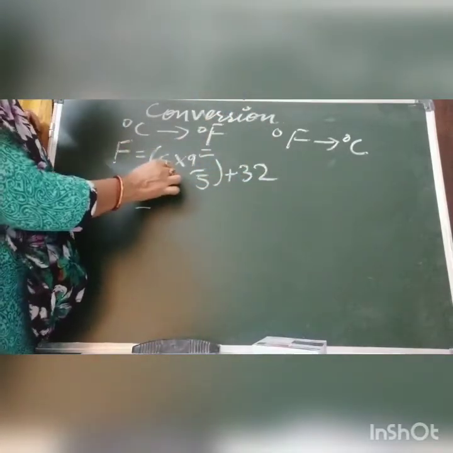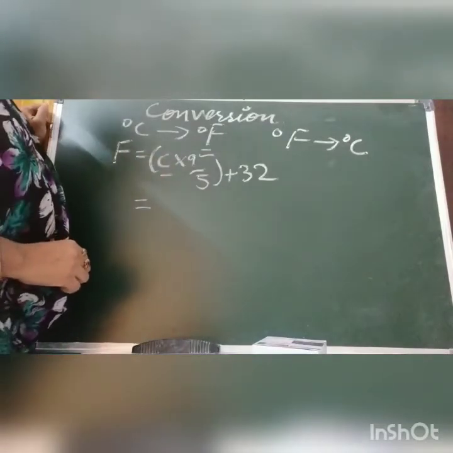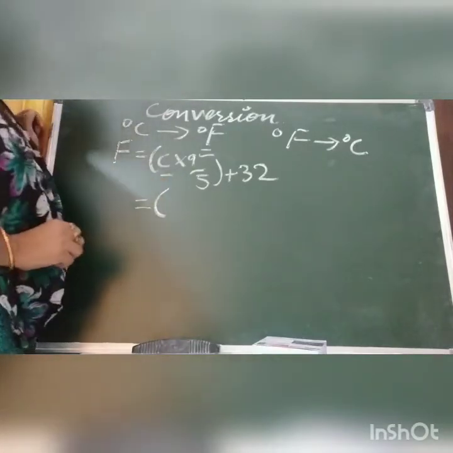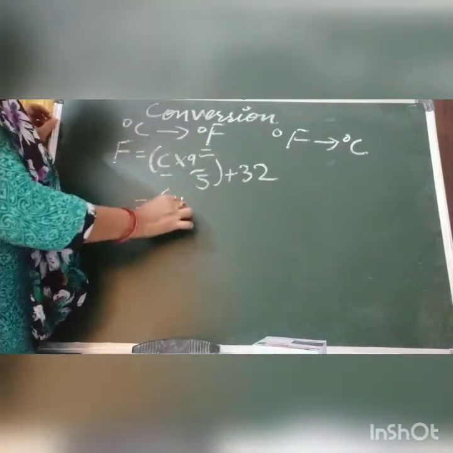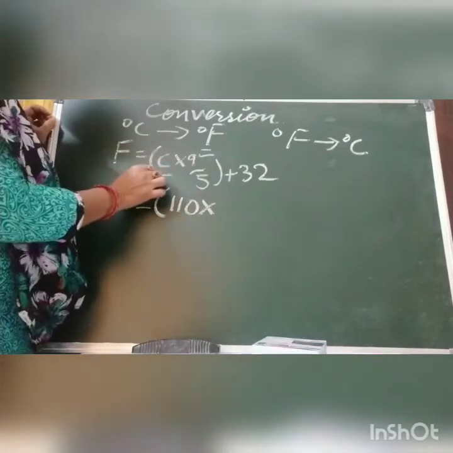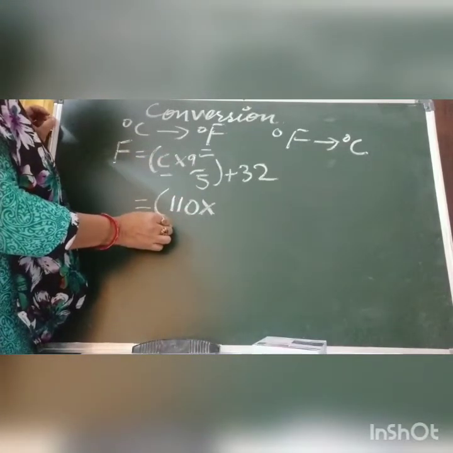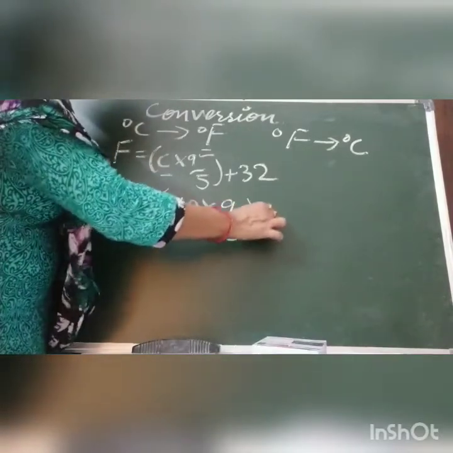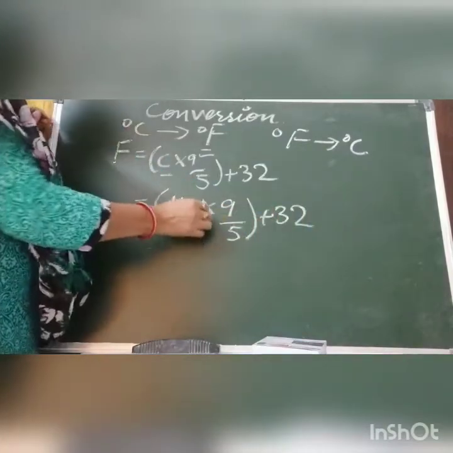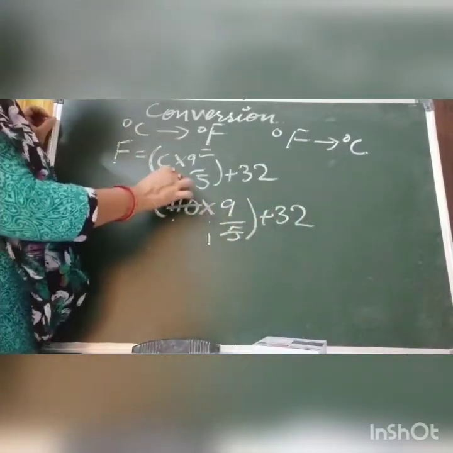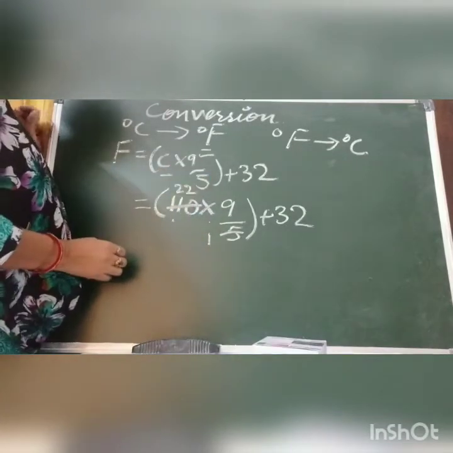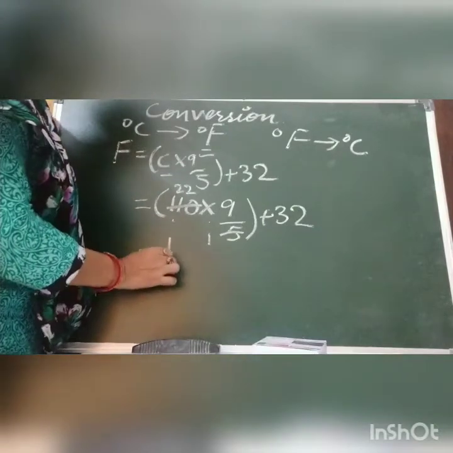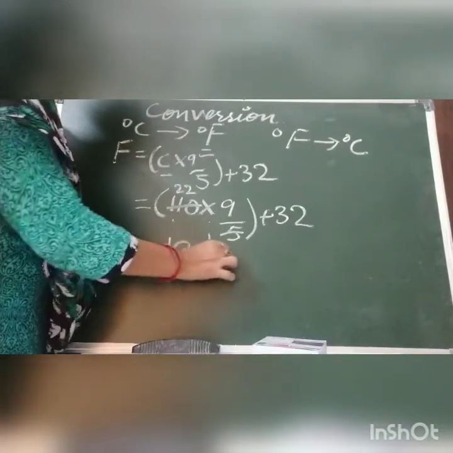We are going to place here the value of degree Celsius. Suppose the value is 110. We have to convert 110 degrees Celsius into Fahrenheit. So in place of C we will write 110, then multiply by 9 upon 5. Cancel it. 5 ones are 5, 5 twos are 10, 5 twos are 10. Now multiply 22 with 9. What will come? 198. Plus 32.